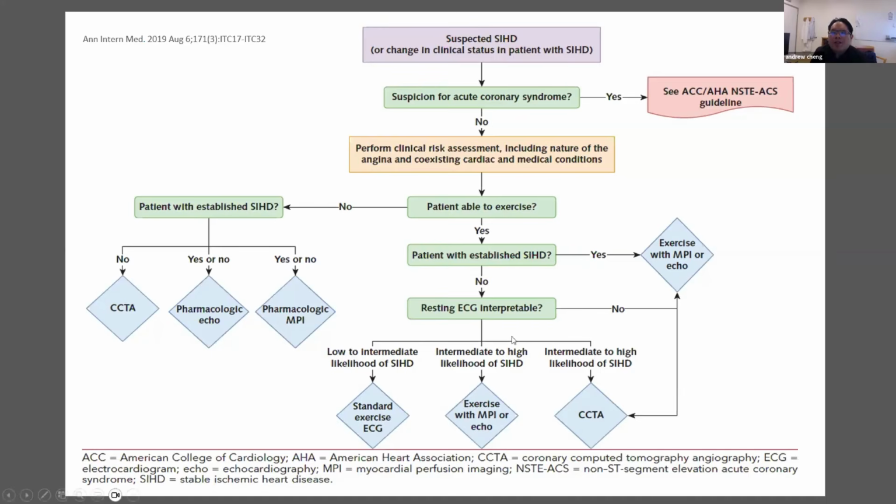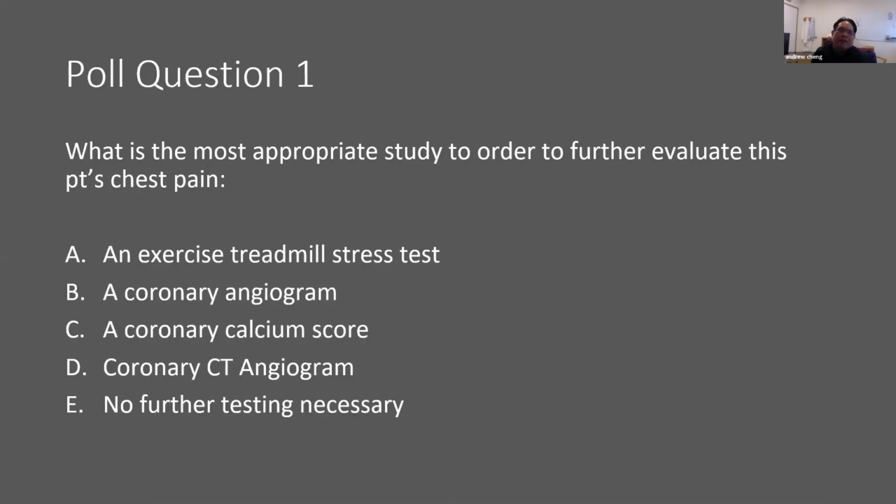So since he doesn't have an interpretable EKG, the best answer is an exercise MPS or an exercise treadmill stress echo, or you could order a coronary CTA. And if you look back at the answer choices, an exercise stress echo and exercise MPS aren't options. So the best answer here is a coronary CT angiogram.